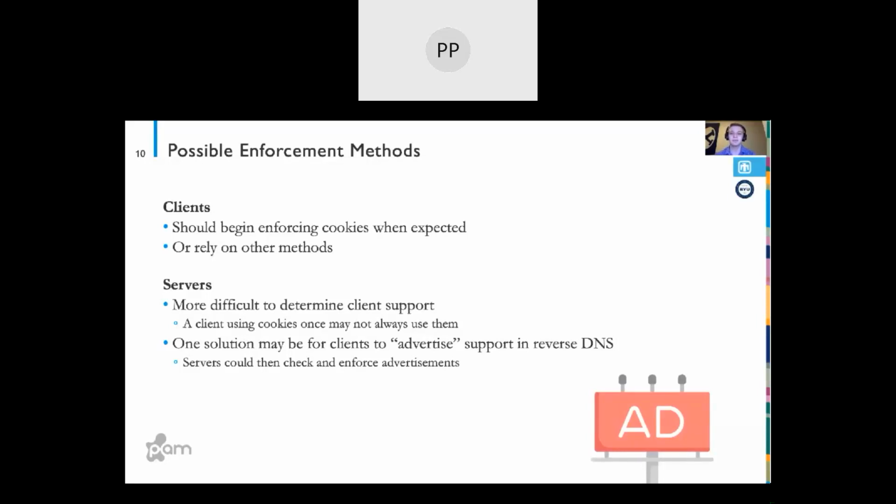On the server side, it's difficult to determine if a client intends to support cookies. Just because a client sends a cookie once doesn't mean they always will, and vice versa. A great example of this is a NATed network where one client behind a NAT could send a cookie while none of the other clients are. One solution that we suggest is that clients could advertise their intent to use cookies in a reverse DNS zone using text records. Servers could then check for these advertisements and enforce what they see.